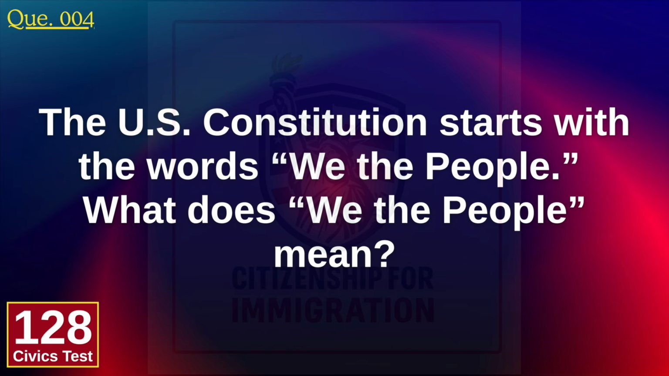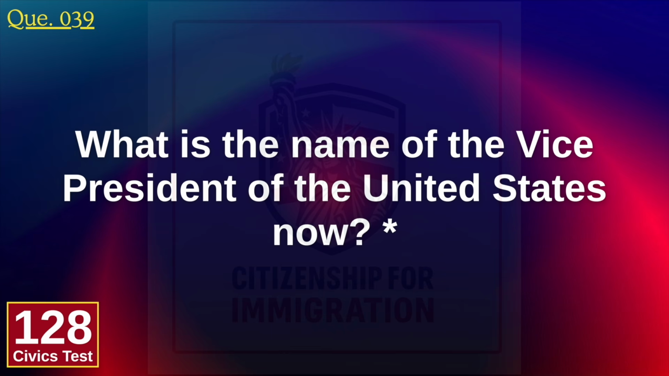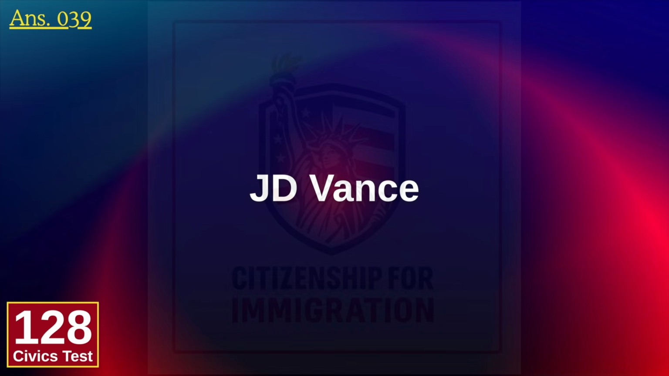The U.S. Constitution starts with the words, "We the people." What does "we the people" mean? Self-government. What is the name of the Vice President of the United States now? J.D. Vance.